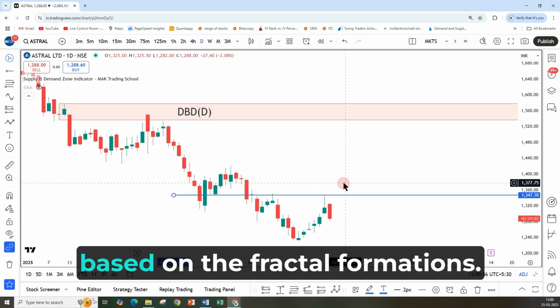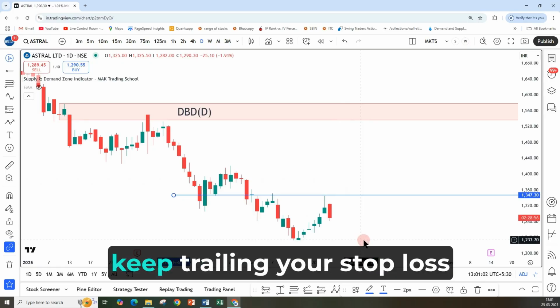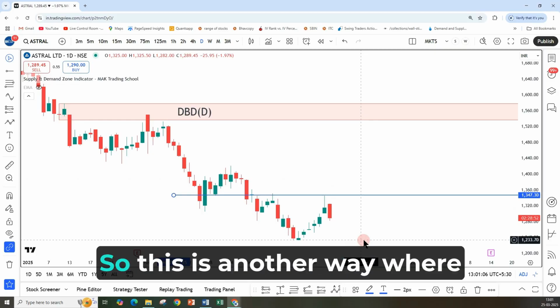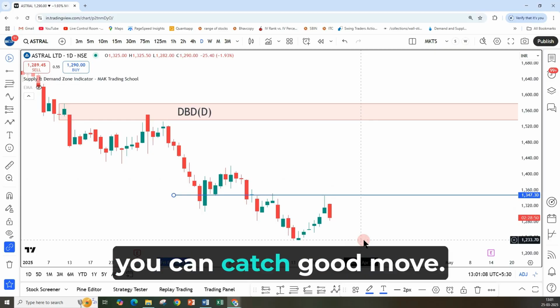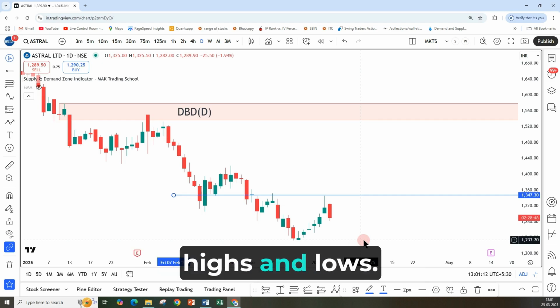So you are still in the trade basis on the fractal formations. As long as you have these fractal highs being formed, keep trailing your stop loss till the time you finally get stopped out. So this is another way where you can catch a good move, and this is based on technical terms, based on fractal highs and lows.